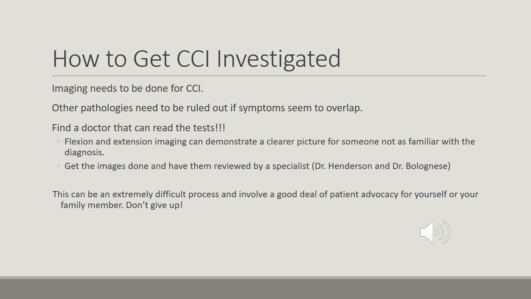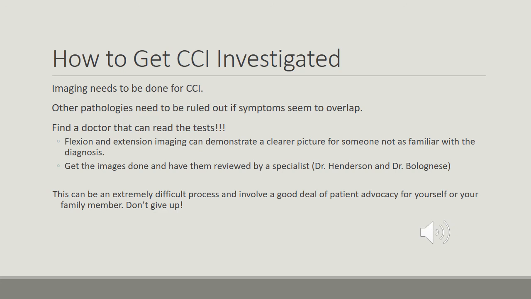You need to find a doctor that can read the tests that you have done. If you've gone out and you understand the tests that need to be done and you end up convincing your primary care or somebody to write a prescription for you, you now need to find a doctor that can actually read the tests. And this is potentially very difficult. The flexion and extension imaging can demonstrate a clearer picture for somebody not as familiar with the diagnosis.